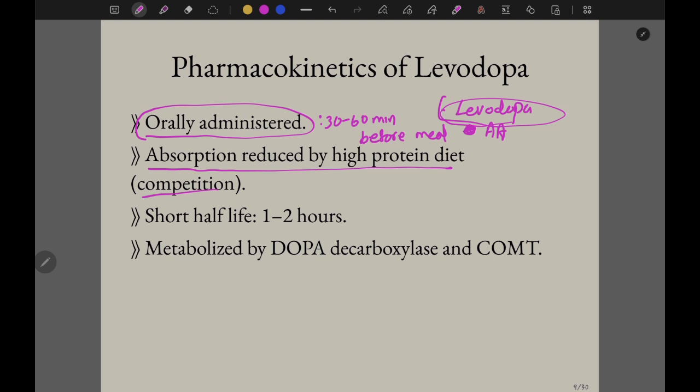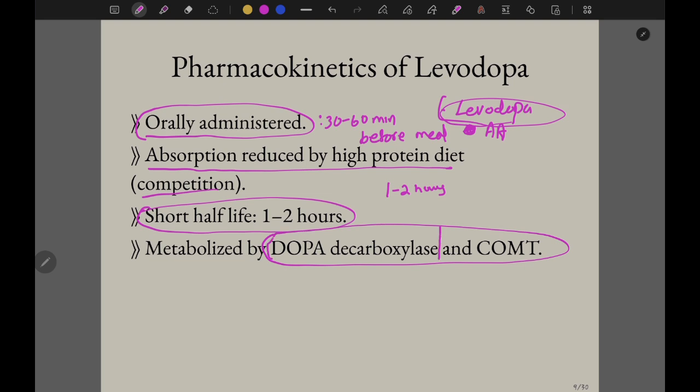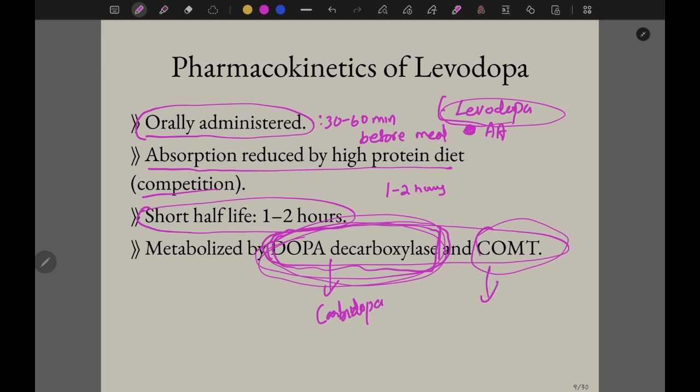And also levodopa has a short half-life, about 1 to 2 hours, and it is metabolized by dopa decarboxylase and COMT. Which drug reduces the metabolism of levodopa by dopa decarboxylase? It is carbidopa. And we'll also discuss COMT later, the COMT inhibitors, which are entacapone and tolcapone. Okay, we'll discuss it later.